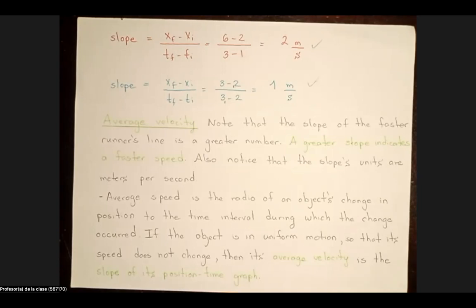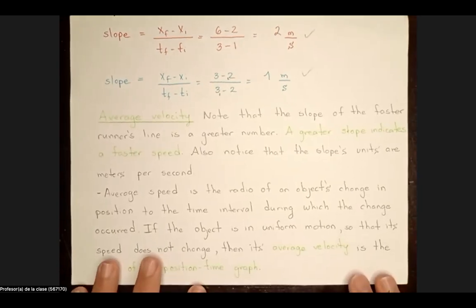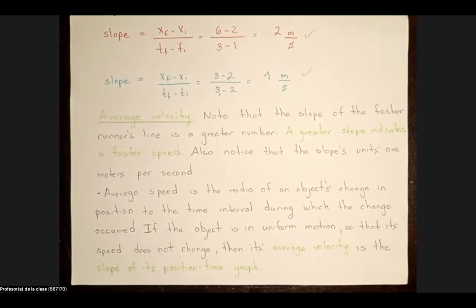Okay. So the average velocity, note that the slope of the faster runner's line is a greater number. A greater slope indicates a faster speed. That's very important. That's the reason that I wrote this sentence in green. So notice that. Also notice that the slope's units are meters per second.